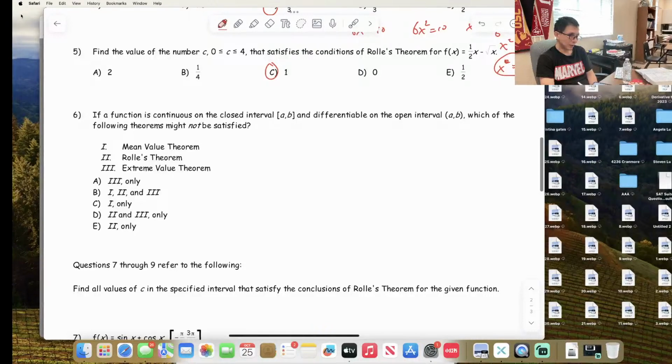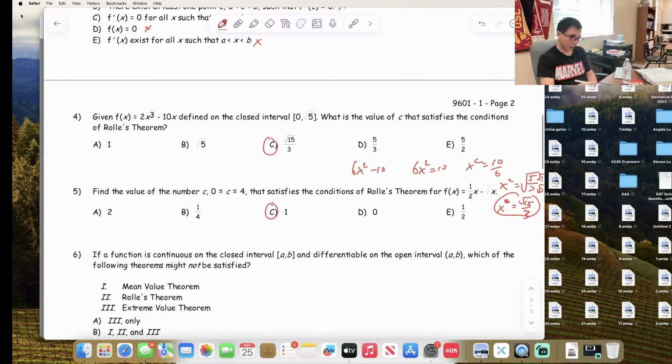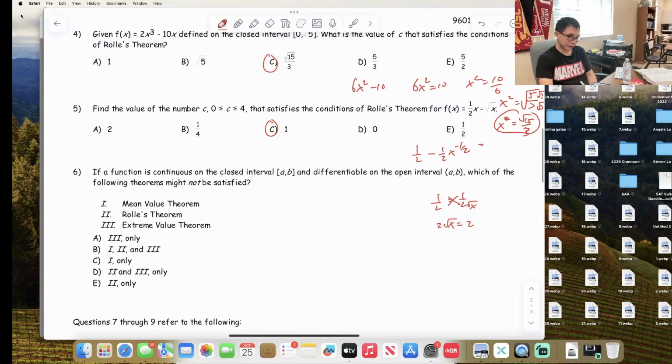Now, if a function is continuous on a closed interval between a and b and differentiable on an open interval between a and b, yes. Sure. If I take a derivative, it's going to be 1/2 minus 1/2 x to the negative 1/2. So 1/2 equal to 1/2 root x. Then 2 root x equal to 2 because cross multiply. Set equal to 0. And then root x is equal to 1. Then square both sides, x equal to 1.